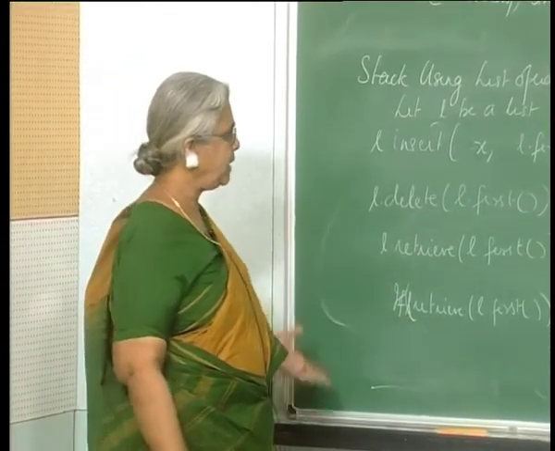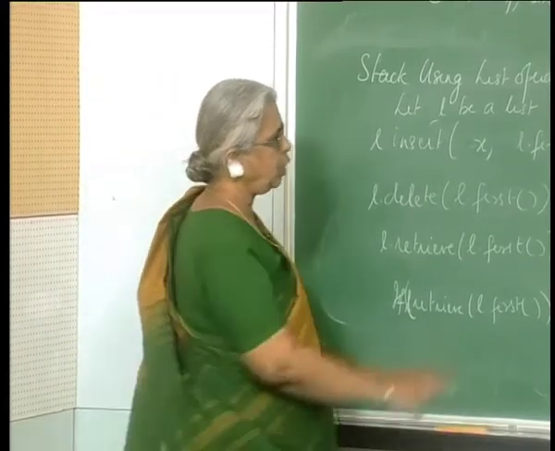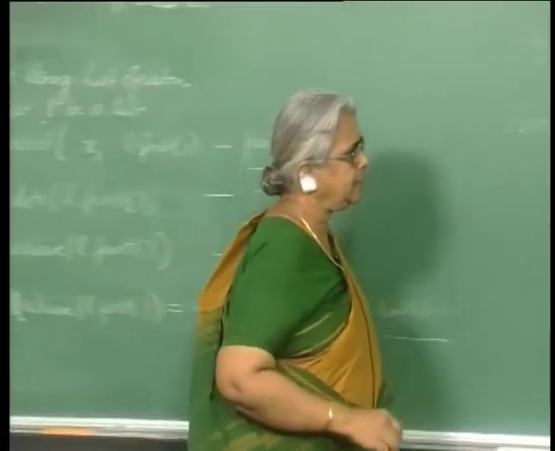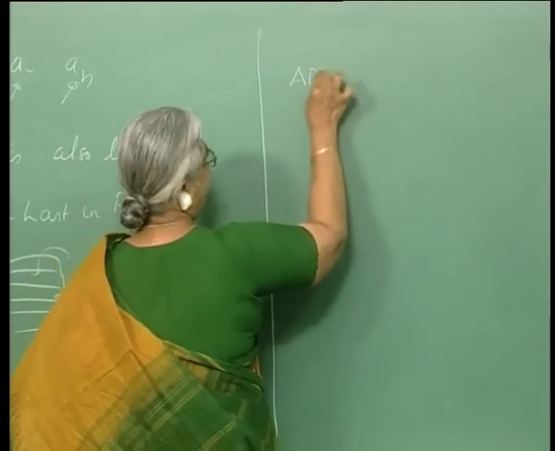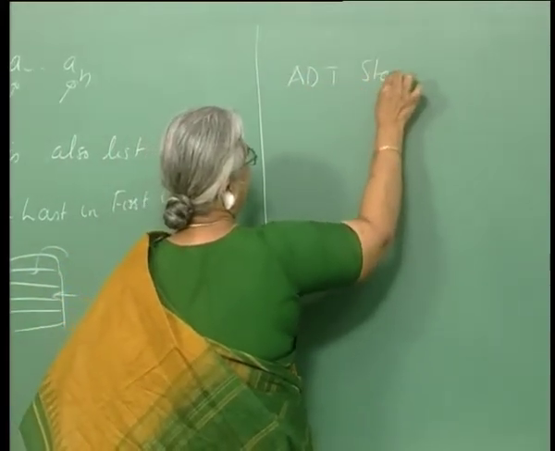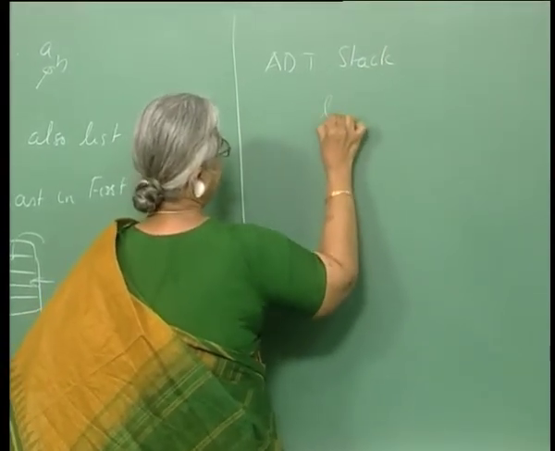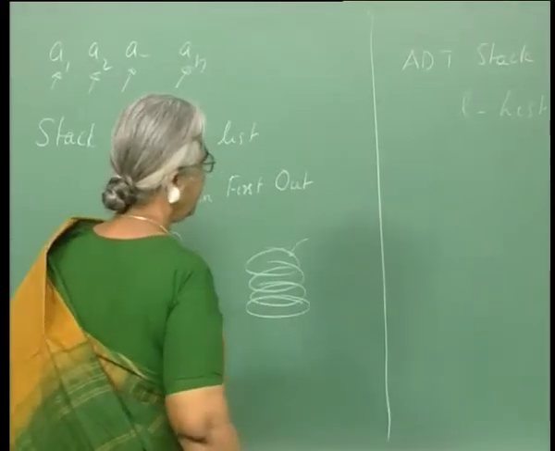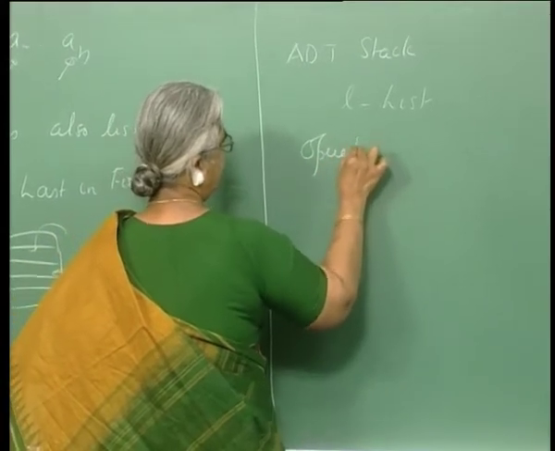So how would I do that then? I will restrict my operations. So what I will say is the push operation. Within a class stack, I can write an ADT stack here, and I will say that I have L, which is of type list, which I have already defined. This is my private data. Then I will define a set of operations on stack.